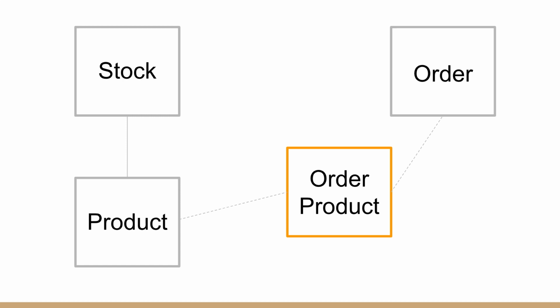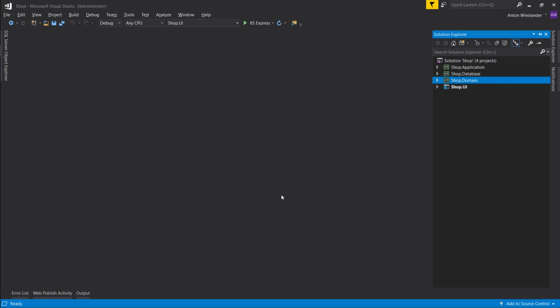The order object will contain all the necessary information about the order that the user places. And the order product object will connect the product that the user will order to the order object. So there is going to be a many-to-many relationship there, and product and stock is going to have a one-to-many relationship. I'm going to show you how to configure these all in Entity Framework. But first of all, let's go into our project domain and set up the models.